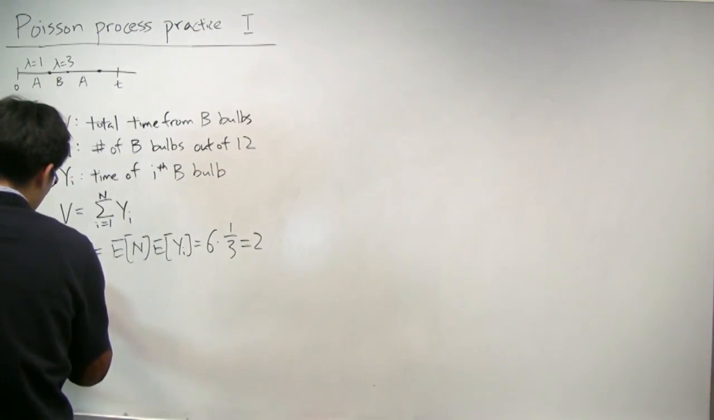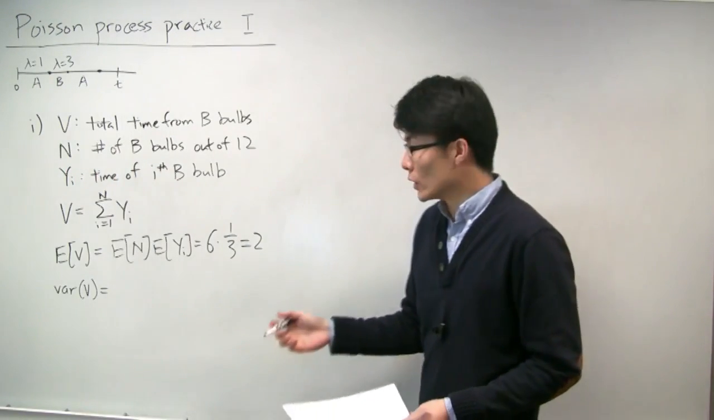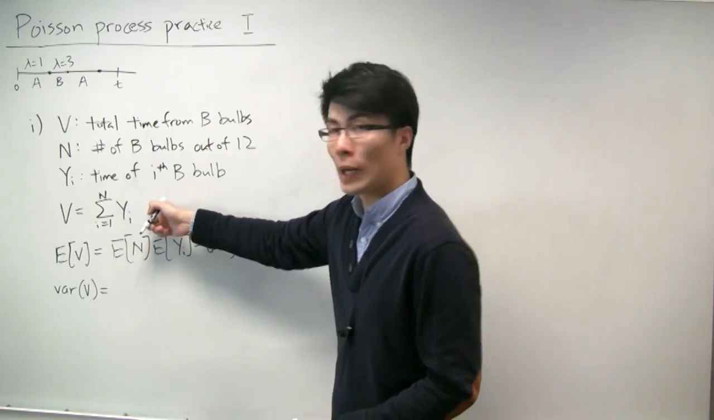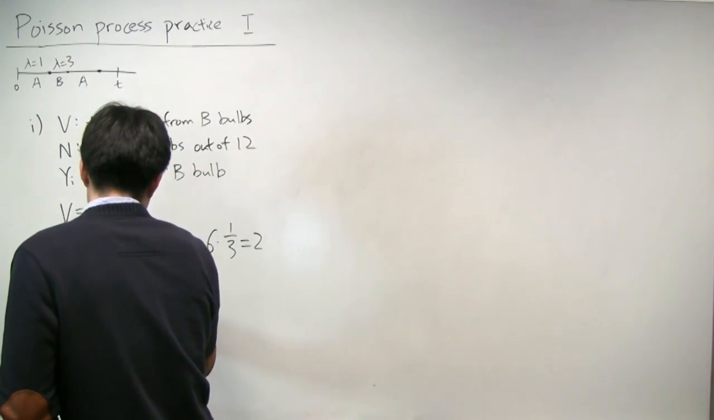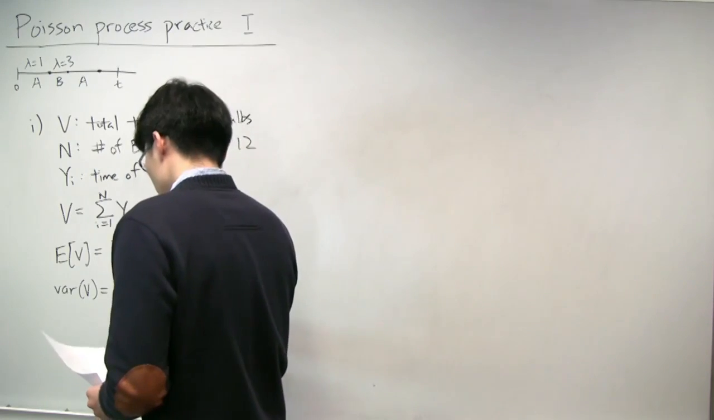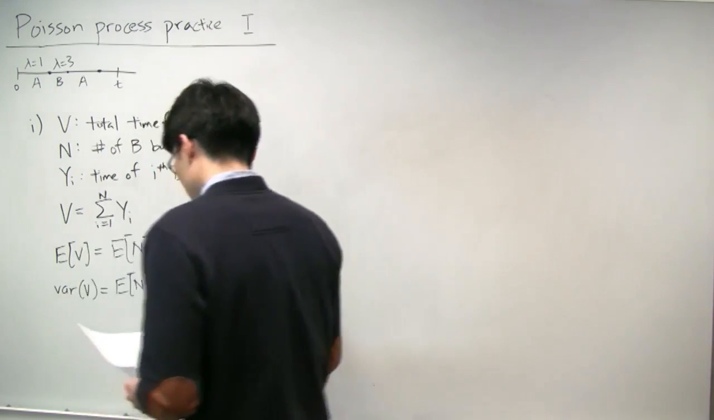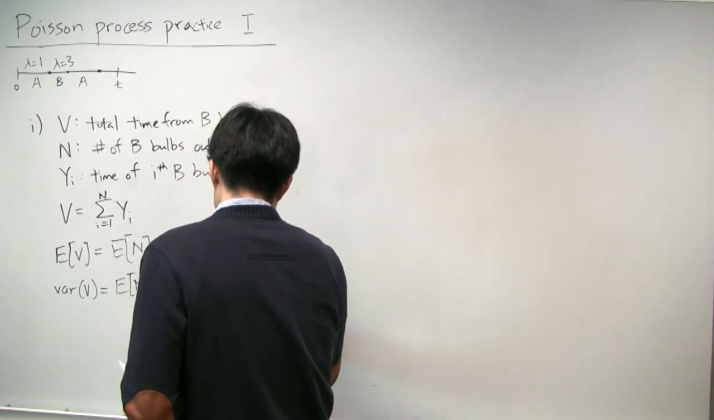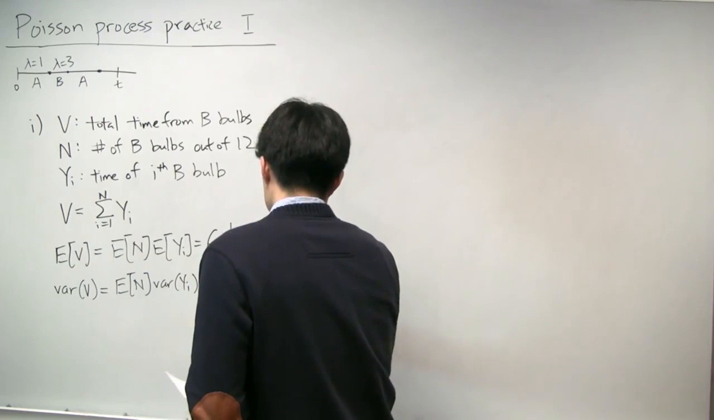Now for the variance, we can go through the steps and use the law of total variance. But for the special case of the sum of a random number of random variables, we have a simpler formula, which is it's equal to the expectation of n times the variance of yi plus the expectation of yi quantity squared times the variance of n.